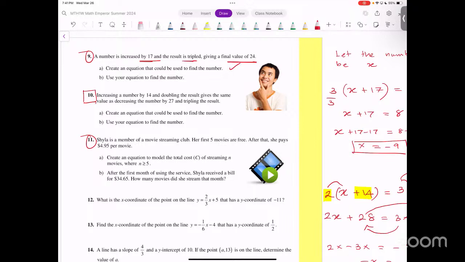Let's see how it is. This is a little tricky. Do you understand? First 5 movies are free. This is, then after that she pays. Let's see how you would set it up. I bet somebody is going to make a mistake on that. There's a little catch on this question. There's a catch.